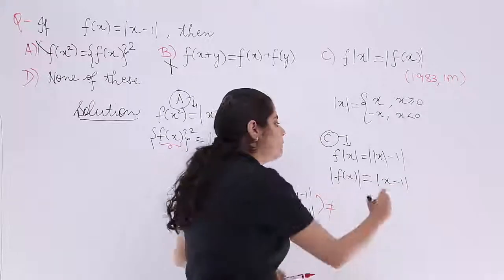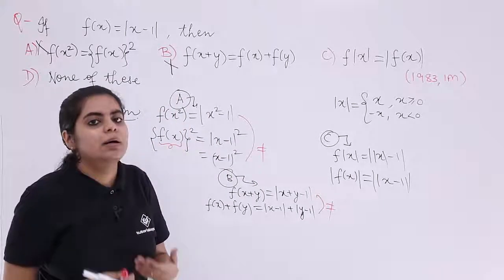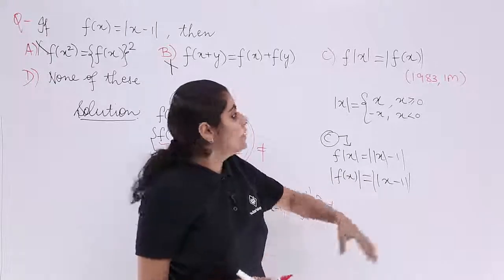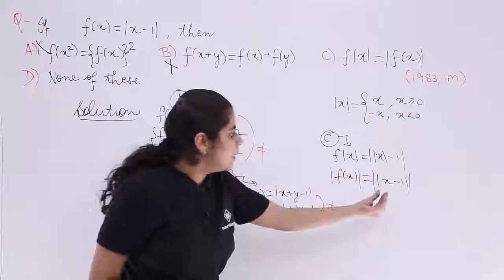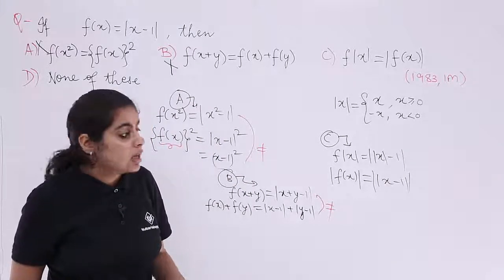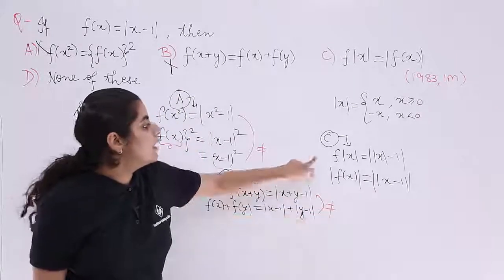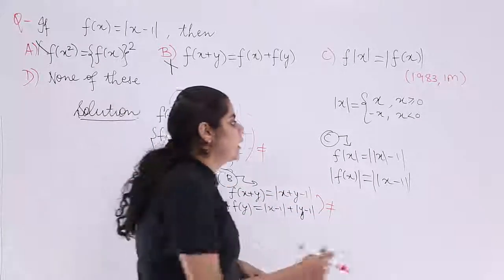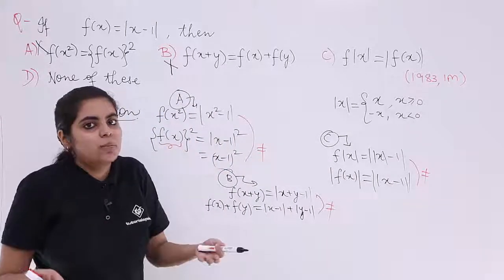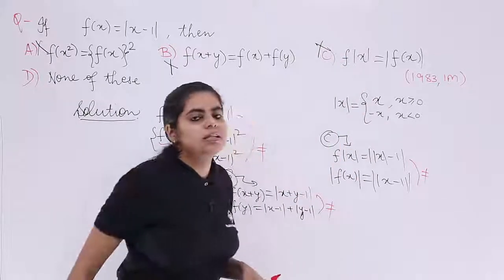Then whole mod means now you need mod again. Now what is double mod? Double mod means you need to apply the definition again, so it would be mod x minus 1 only. Double mod means making the things positive. But whatever the result of double mod would be, it would never make these two things equal. So again, these two things are not equal, and that means even option C is not the answer.